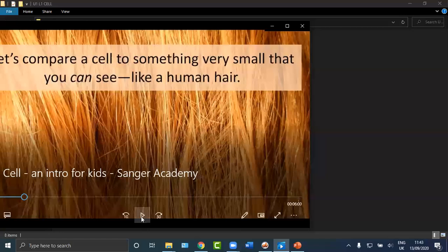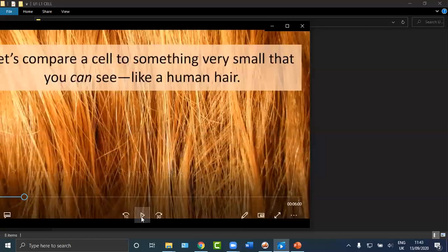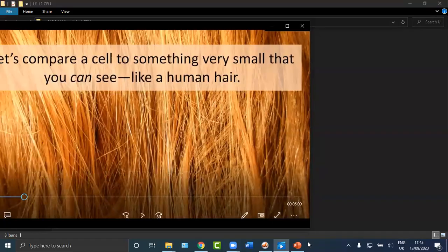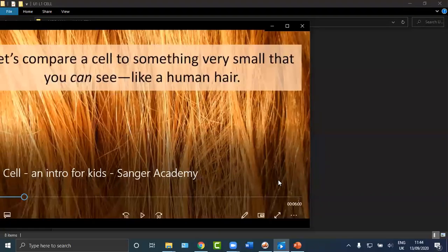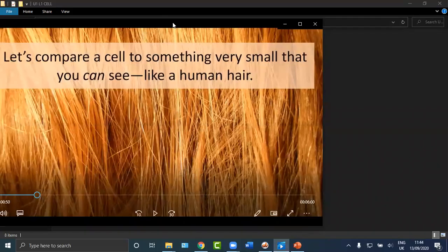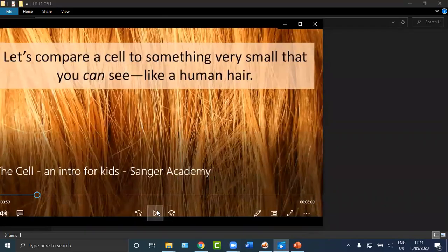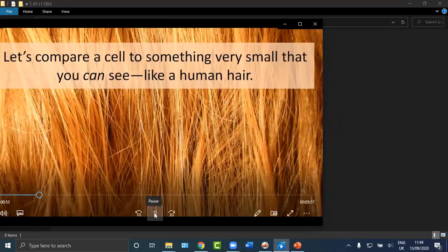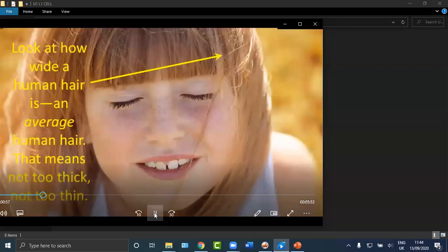Here we need the microscope to see a cell because it's so small. Do you have a question? Still, we have only 10 minutes. Now let's compare a cell to something. We can't see something like a human hair because it's so small.